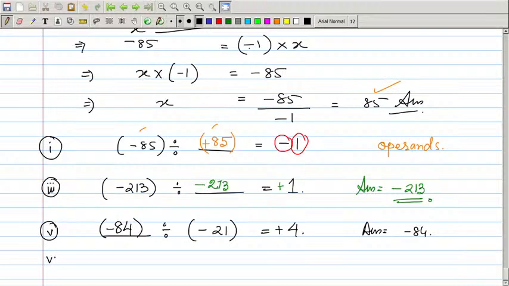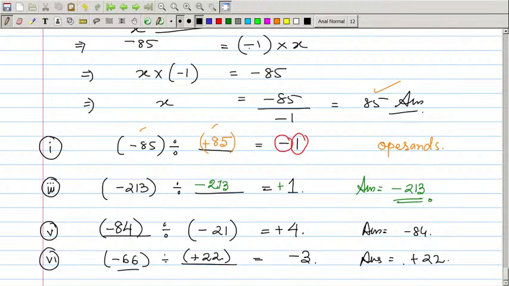I can do number 6 also for you. Minus 66 divided by something is equal to minus 3. So 66 divided by 22 will give you 3. And since I want a negative answer, these two operands must be of two different signs. So if this is negative, then this will be positive. So your answer is plus 22.